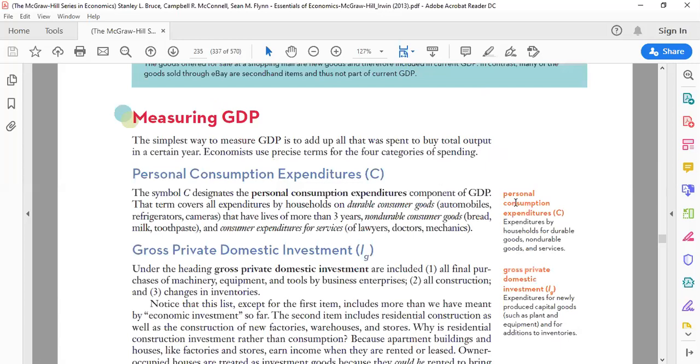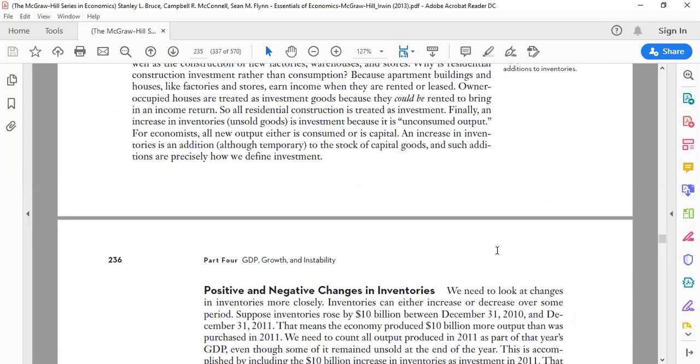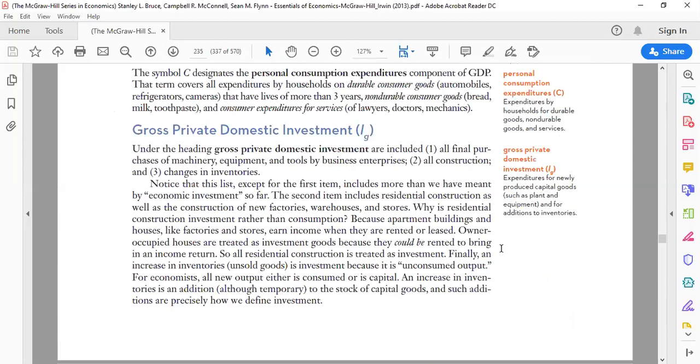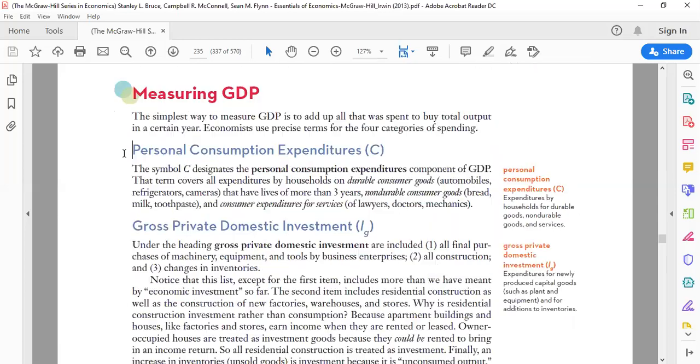Now, how do we measure GDP? There are two methods of measuring GDP. One method is the expenditure method. The other method is the income method. This measurement of GDP is the expenditure method of measuring GDP.